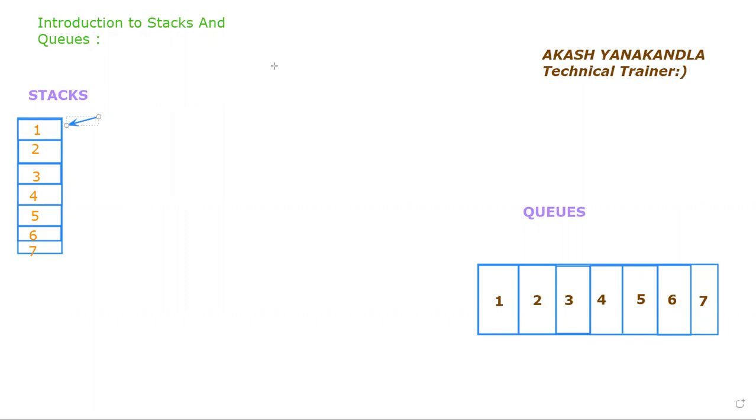Now here in the stacks, if my aim is to access the element 5, what do I need to do? First of all, I need to remove the 1. And after that, I need to remove the 2. And after that, I need to remove the 3. And after that, I need to remove the 4. And then I can access my 5.